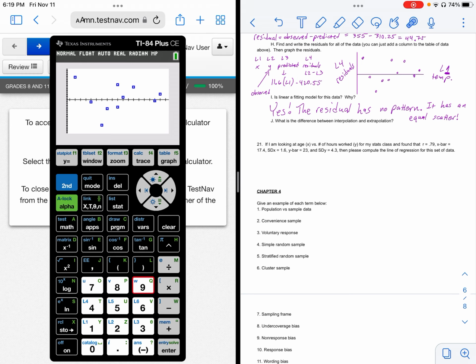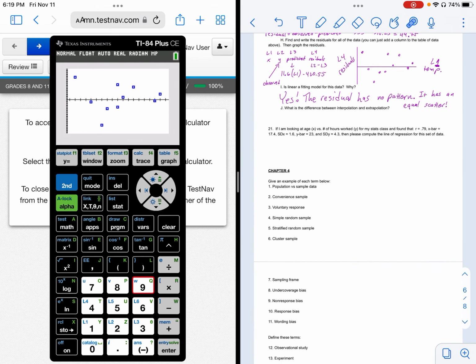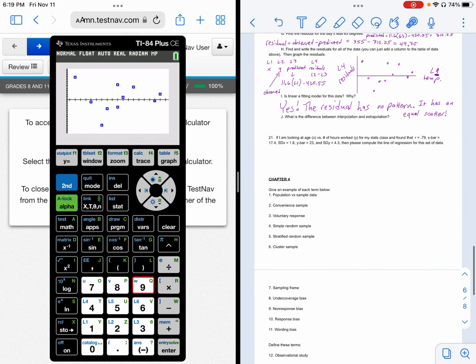All right, if it was a frown, or if it was a curve, or if it was a smiley face, that would mean it's not linear. But this data is fairly scattered, okay? So I think a linear model would be quite fitting.